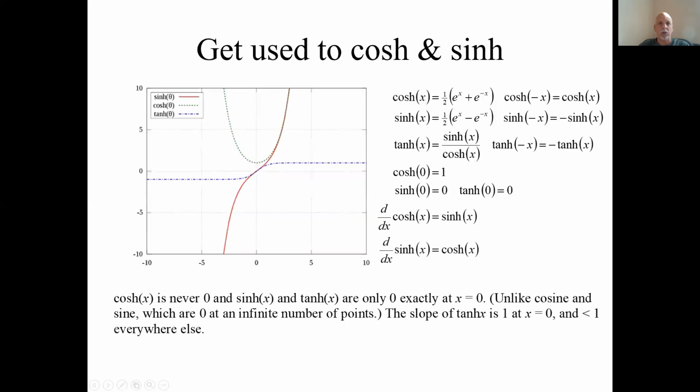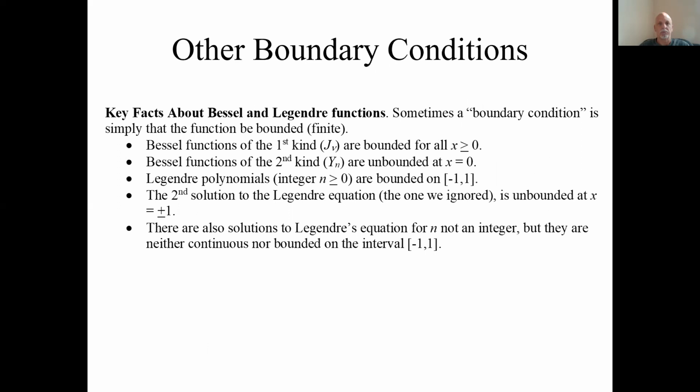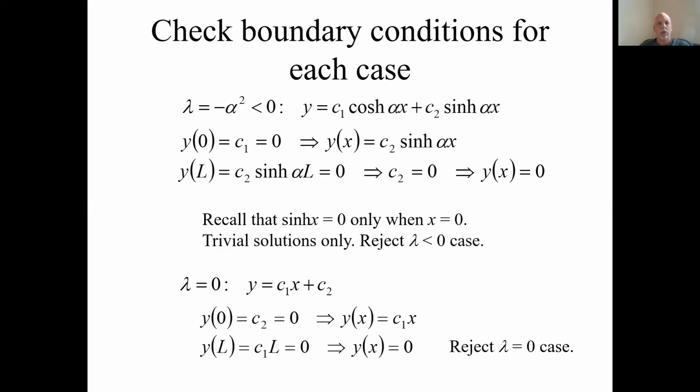Sinh of anything that's not 0 is not 0. Let's go back to our quotient sinh. This red line is sinh. It's only 0 exactly at 0. So when the argument is not 0, sinh is not 0. That forces us, that means C2 must be 0, which means we have a trivial solution. So we reject that case.